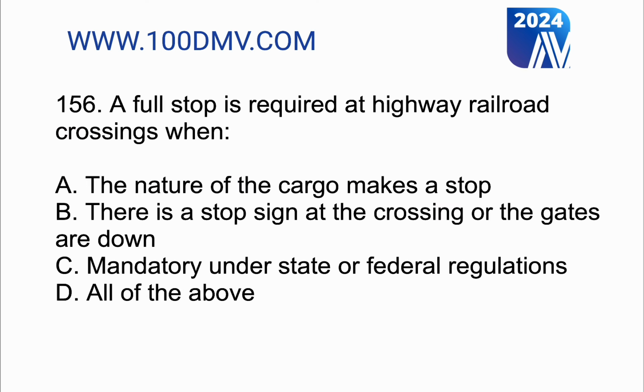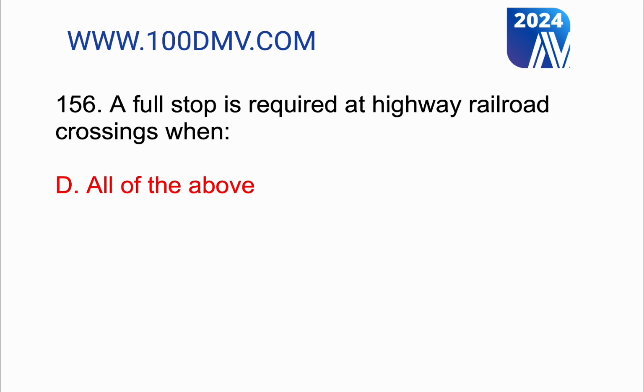156. A full stop is required at highway railroad crossings when: A. The nature of the cargo makes a stop mandatory. B. There is a stop sign at the crossing, or the gates are down. C. Mandatory under state or federal regulations. D. All of the above. The correct answer is D. All of the above.